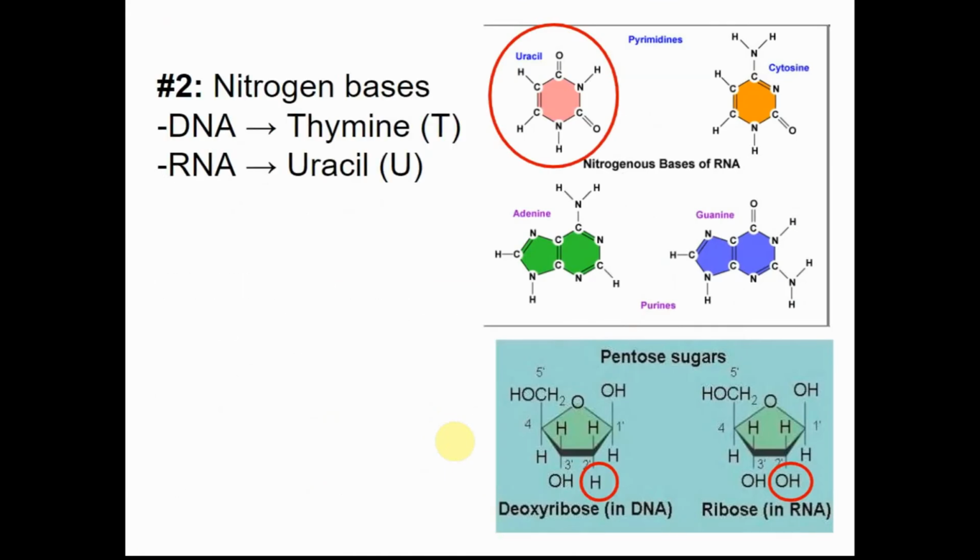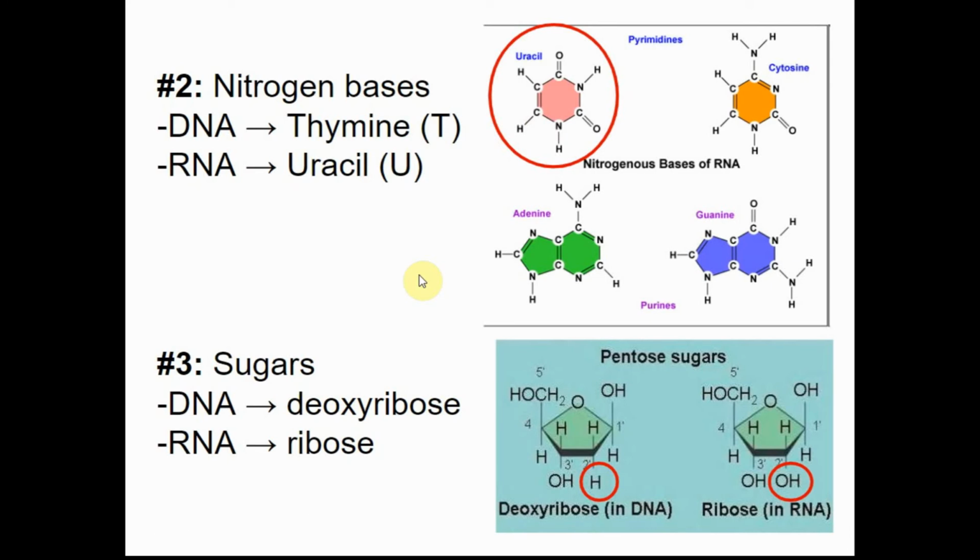In terms of the nitrogen bases that are found in each molecule, they have 3 of the same bases. Both DNA and RNA have adenine, guanine, and cytosine, but DNA has thymine as one of its pyrimidine bases, whereas RNA has a new base called uracil.